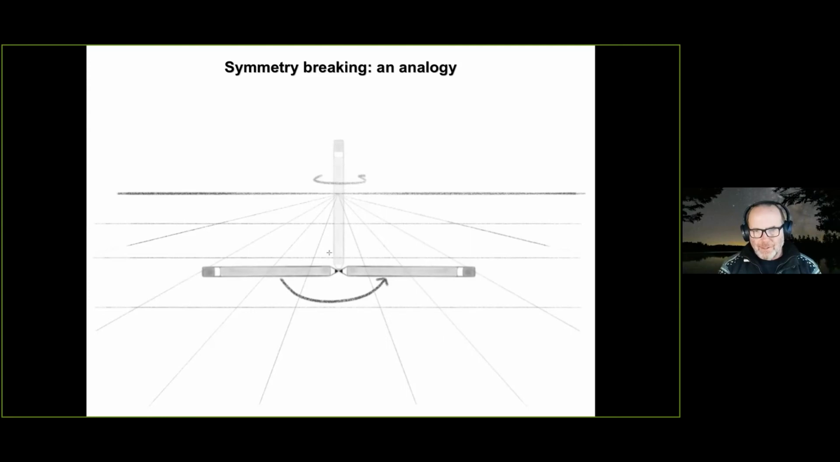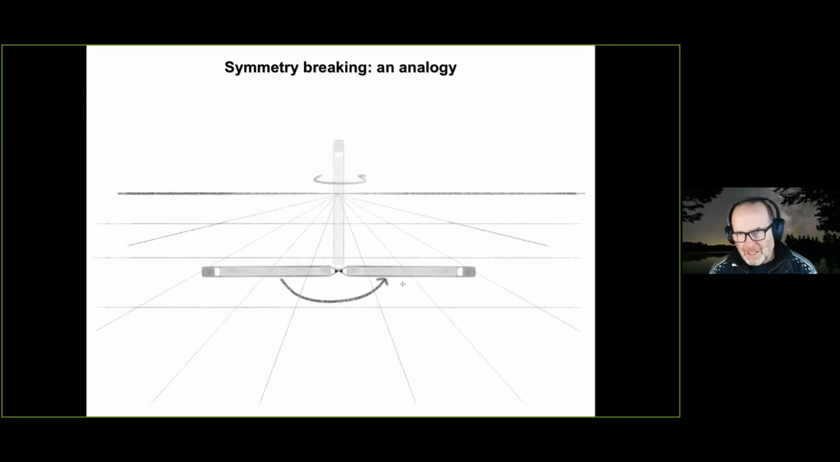So the pencil, when it falls from the vertical to the horizontal, starts out with a rotational symmetry, and that symmetry is broken by the pencil falling over. The pencil picks out a particular direction in space, and if I rotate it, I don't get the same thing back. It's not symmetric under rotations anymore.